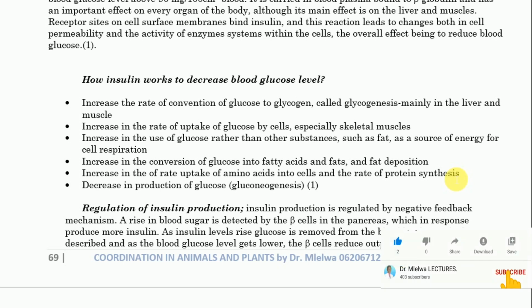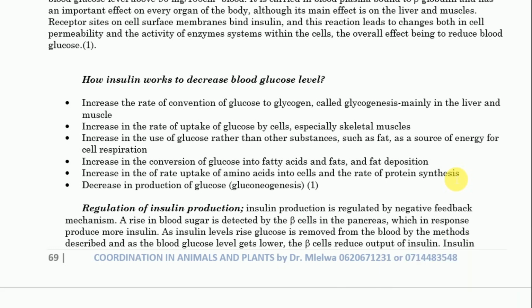Kwa maana yake that will decrease the concentration of amino acid, and thus will lead to the equilibrium ambayo inakuwa inaform amino acid, the end product of the reaction, to go forward more. Kwa maana kwamba more amino acid will be formed and the concentration of glucose will decrease. The last mechanism is a decrease in the production of glucose, which is gluconeogenesis. So we decrease the production of glucose from other compounds such as fat and protein.